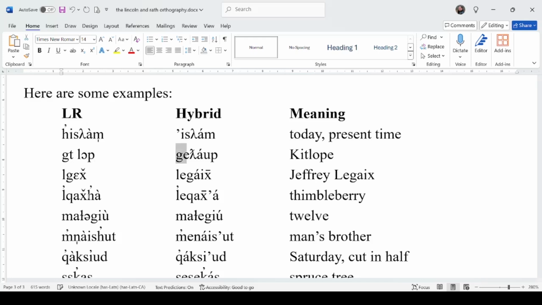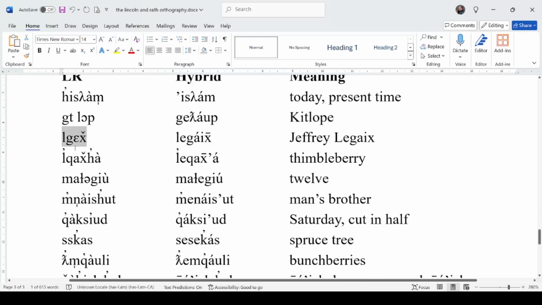And then in the hybrid spelling, we would insert an E, and the TL would be combined into this barred lambda. That open O would be changed to AU. So this would be Gitlop, which is, of course, Gitlop.